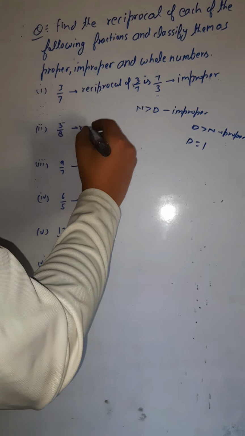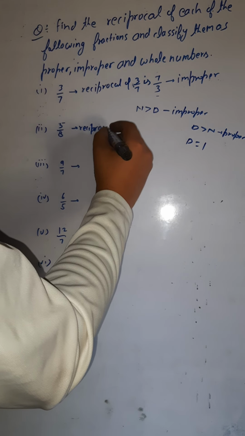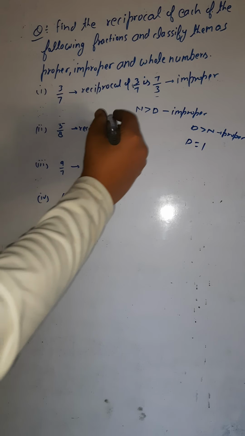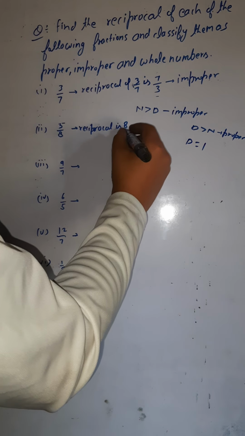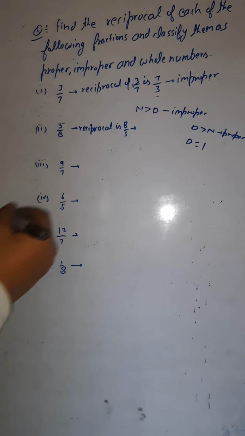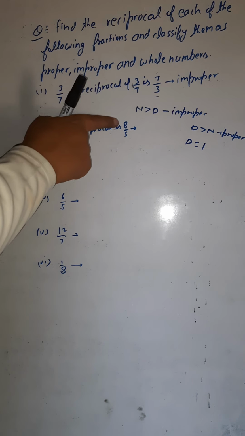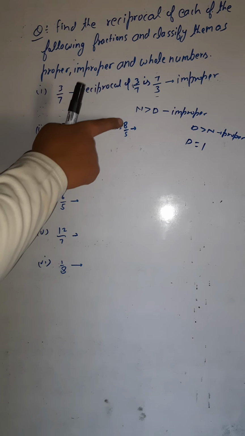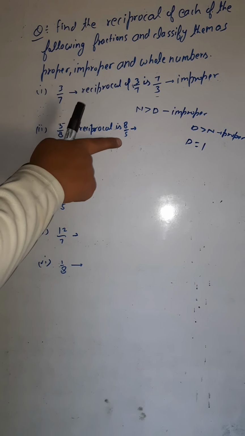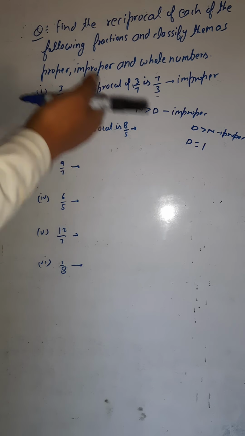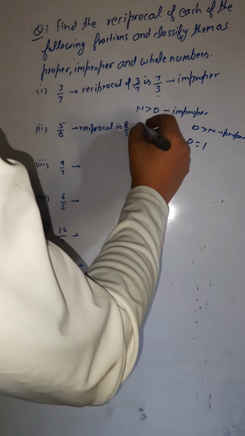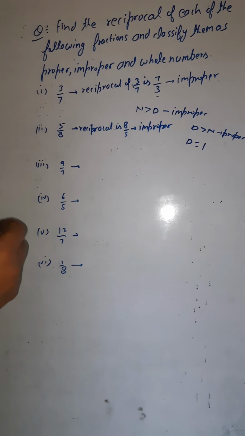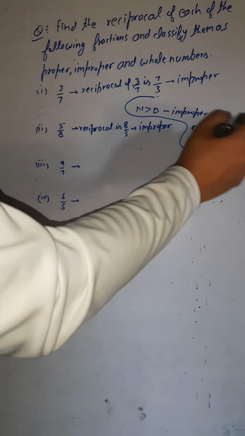Okay, now next one, what would be the reciprocal of 5 by 8? Reciprocal of 5 by 8 is 8 by 5. Means you have to reverse. Now again you have to tell whether this is proper or improper. You can see the numerator is greater than the denominator here also. 8 is greater than 5. The up one is greater than the down one. You would call this also an improper fraction. Some hint I have given to you here.